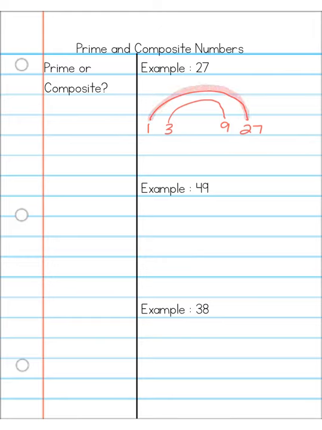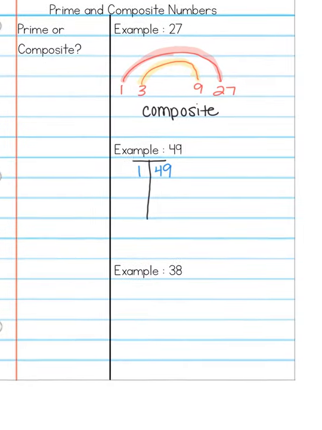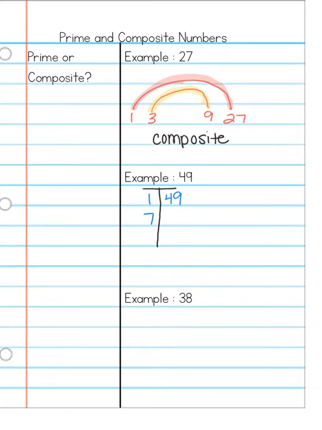But in this number, I have 2 factor pairs. So this is a composite number. When we go over the number 49, I have 1 and 49, and 7 and 7. Because this has multiple factor pairs, this is also composite.